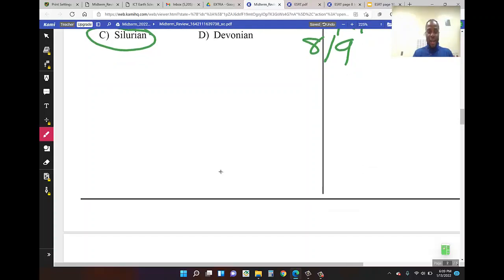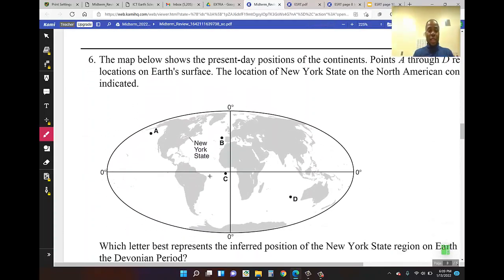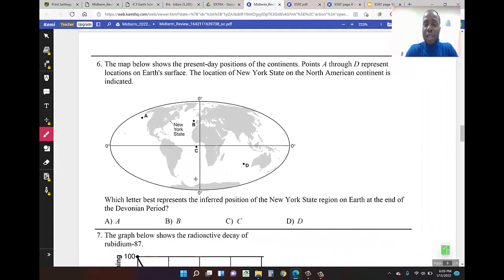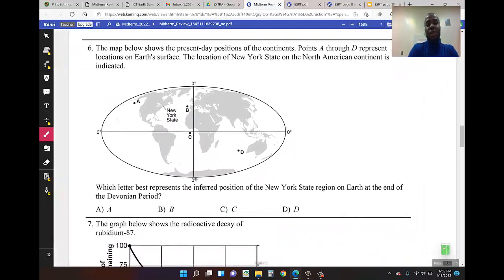Let's move ahead. Question number 6 says the map below shows the present day position of the continent. Point A and D represents location on the Earth's surface. Okay. And the main question says, which letter best represents the inferred position of New York State region on Earth at the end of the Devonian period?